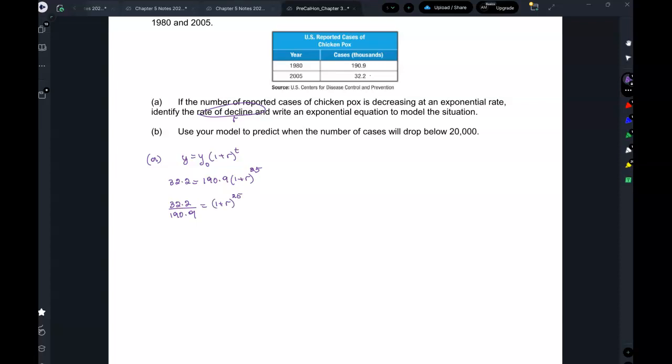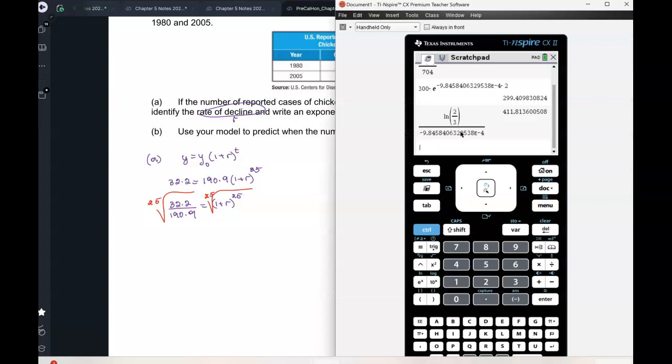Y equals y naught. Y is the final. Now what am I going to do? Take the 25th root, because why not? Okay? So let's go ahead and plug that into the calculator. So let's see. The 25th root. Is that what it is? Let's see. Is it 25?